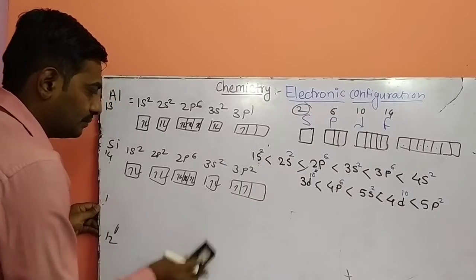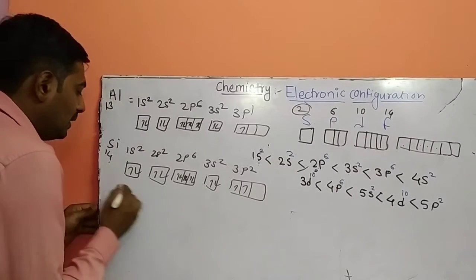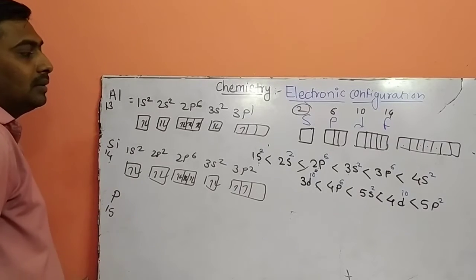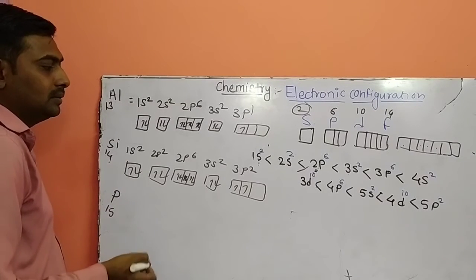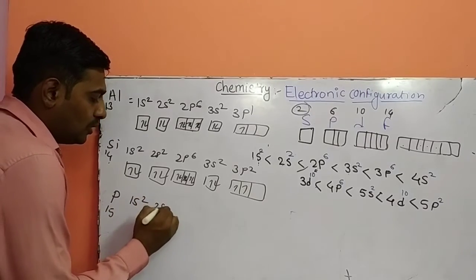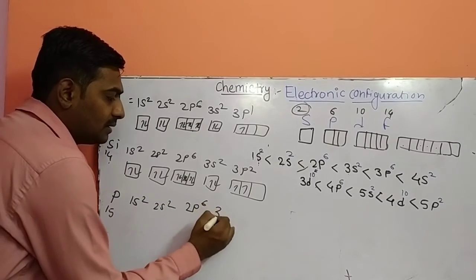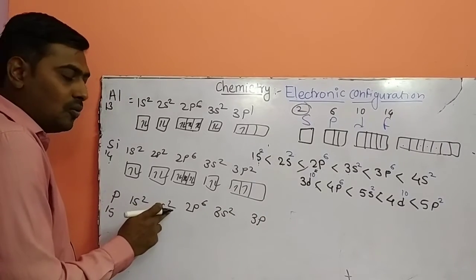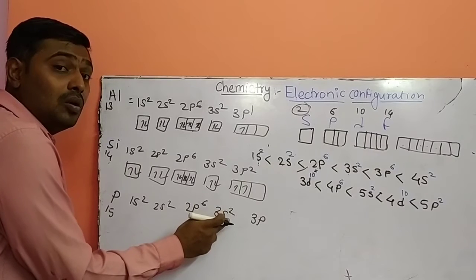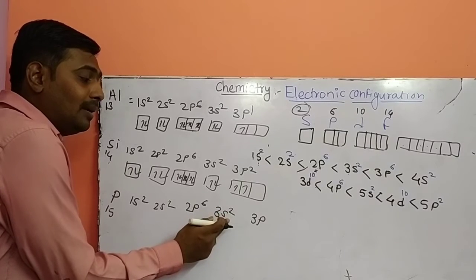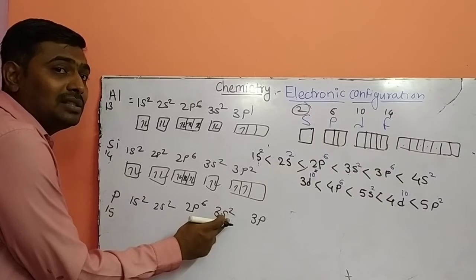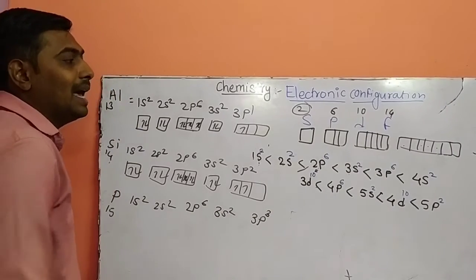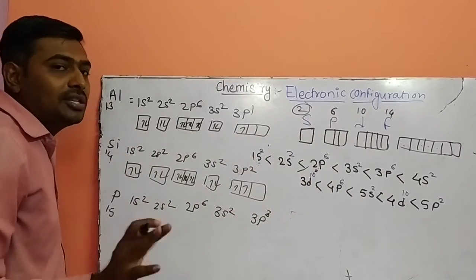Next, atomic number 15, that is phosphorus. Electron enters in which orbital? 1s2 2s2 2p6 3s2 3p. 2 plus 2 is 4, plus 6 is 10, plus 2 is 12. How many electrons remain? 3 electrons remain. 12 plus 3 is 15. 3 electrons enter in this orbital. Because the p orbital has 6 electron capacity, we can enter up to 6.